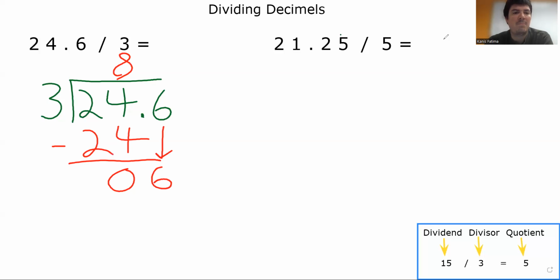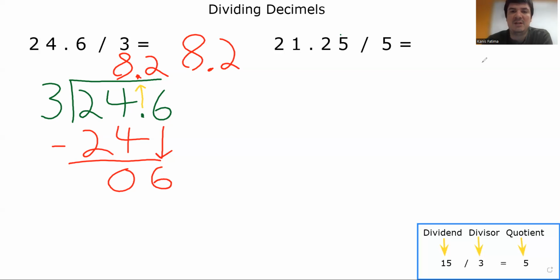All right. Now 3 goes into 6 2 times. Now, just make sure you put your decimal in the right spot. So I just follow the decimal straight up. So the decimal will go between the 8 and the 2. So my answer is 8.2. Again, the division equation is just the same. Just make sure your decimal lines up in the right spot.